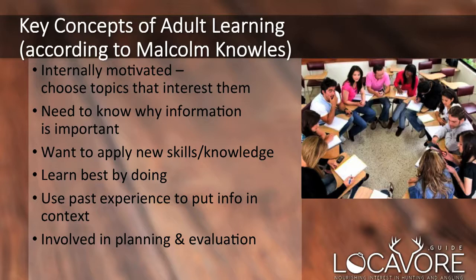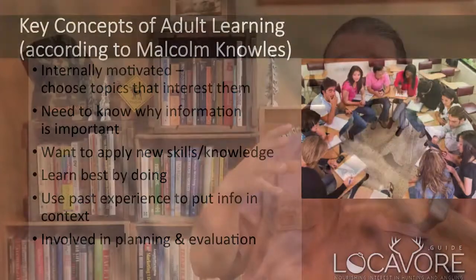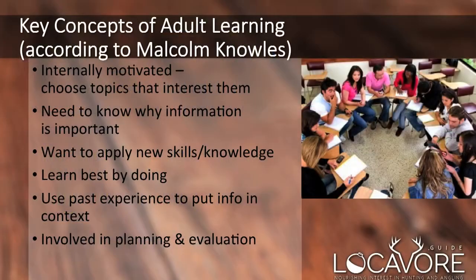Adult learning. Obviously, when you're working with adults, adults learn differently than children do. Malcolm Knowles did a ton of work, and this is a super boiled down version of some of his understandings of adult learning. First of all, adults are internally motivated. They choose what they want to learn, so they're much more interested in it. It's not like in the third grade when you had to learn the state capitals. As an adult, you get to pick what you learn.